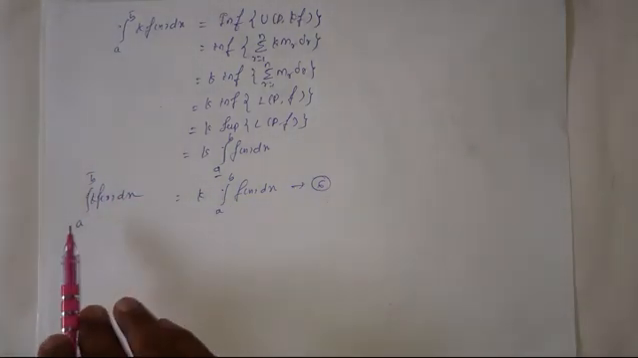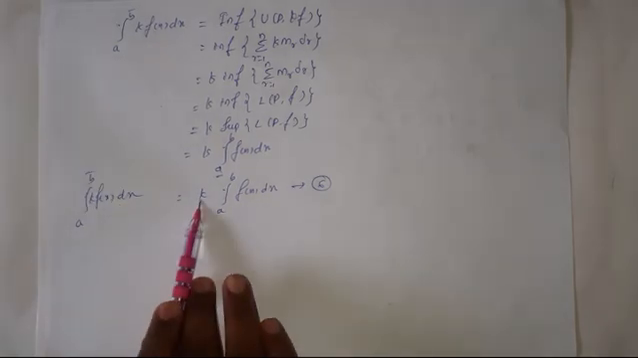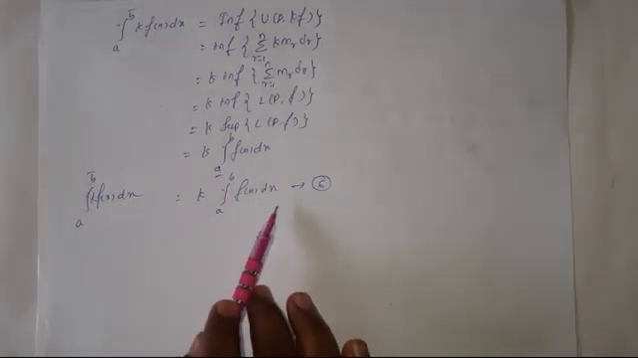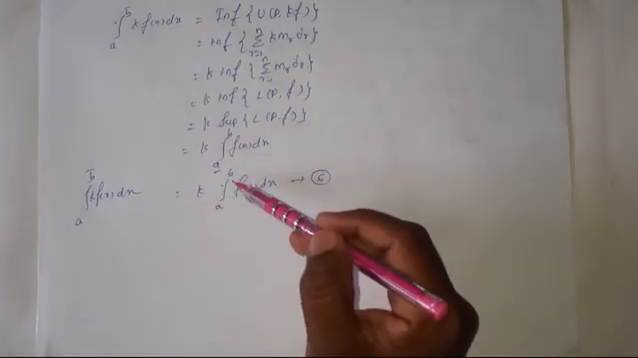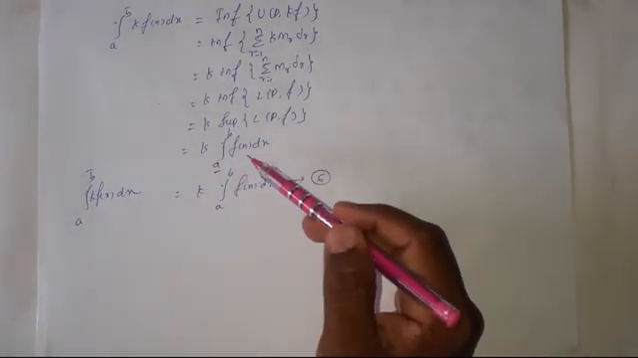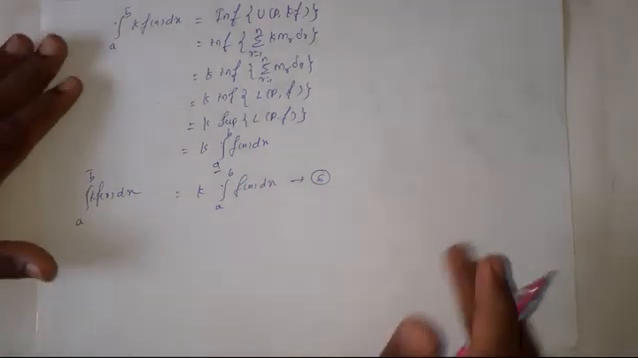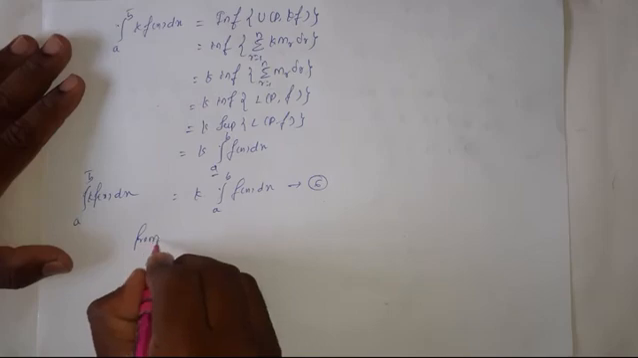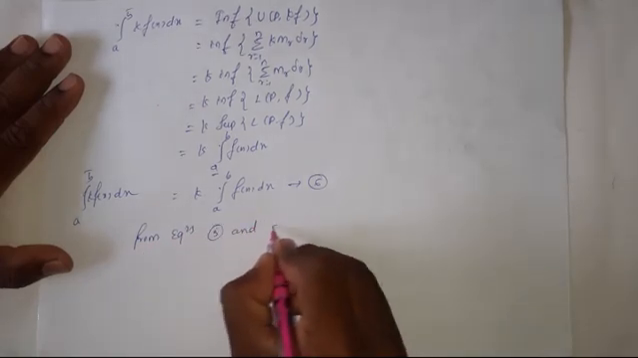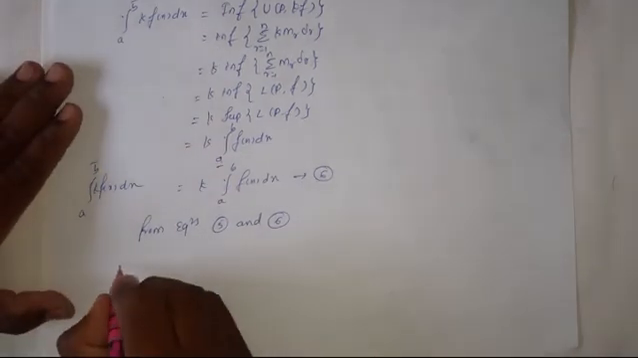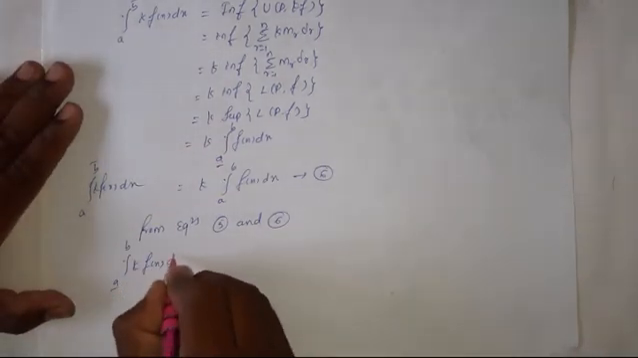So therefore the lower integration over a to b of k into f of x dx is equal to k into the integration over a to b of f of x dx, and again this lower Riemann integral is the same as the common value of the Riemann integral, since f is an R integrable function. Now from equations 5 and 6.